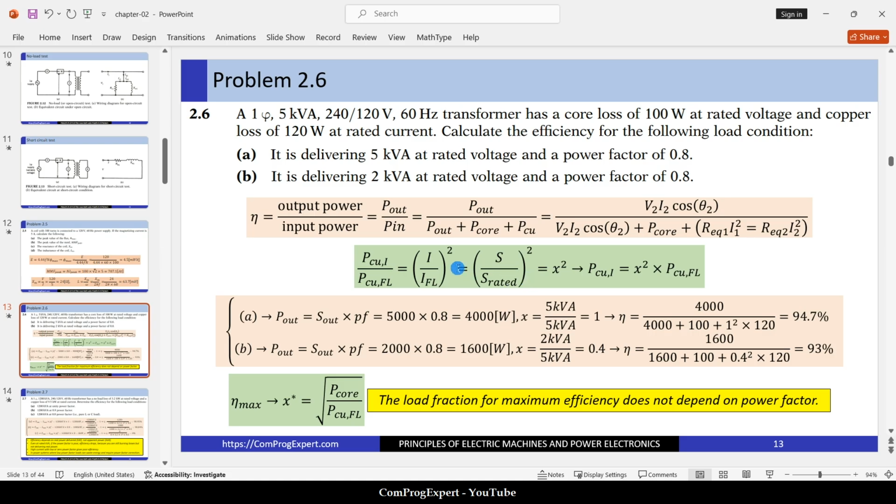So now let's calculate the efficiency for part A. The transformer delivers 5 kilovolt ampere. What is the value of the output power? The real power is S out times the power factor. So this is 5 kilovolt ampere or 5000 volt ampere times 0.8, that is equal to 4000 watt.